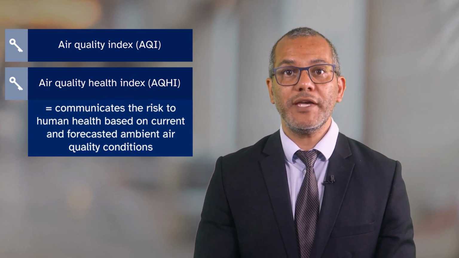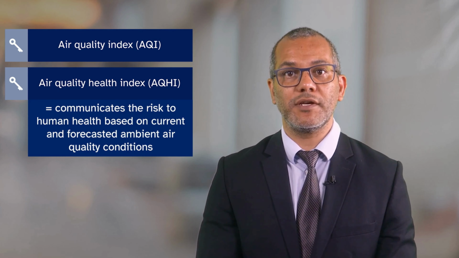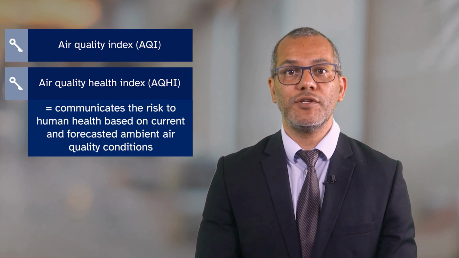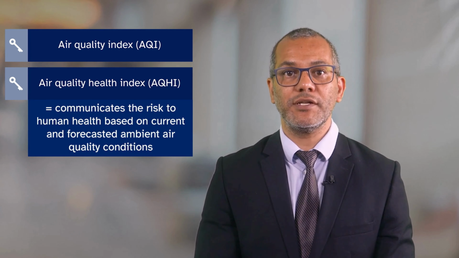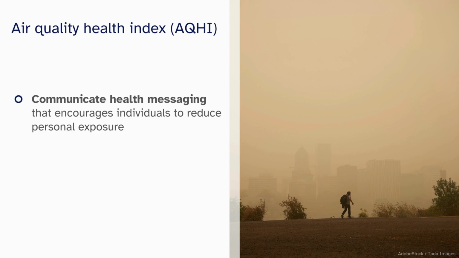An Air Quality Index communicates to the general public current and forecast ambient air quality conditions based on one or more air pollutants. An Air Quality Health Index is similar to the Air Quality Index. It communicates the risk to human health based on current and forecasted ambient air quality conditions with health messages to reduce exposure for both general population and high-risk groups. These indexes can communicate health messaging that encourages individuals to reduce personal exposure to ambient air pollution based on current and forecasted pollutant concentration levels.